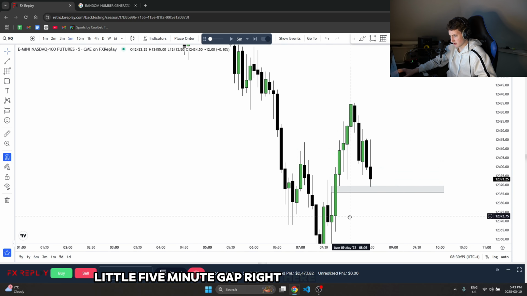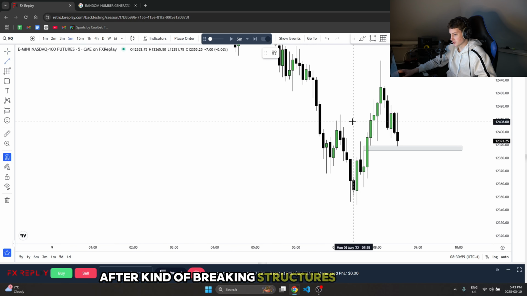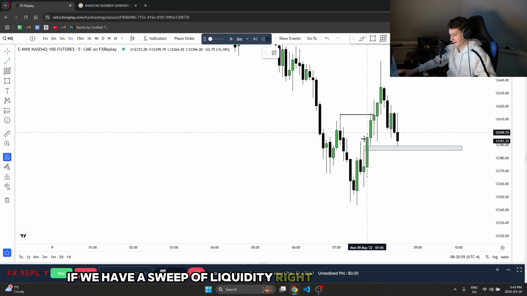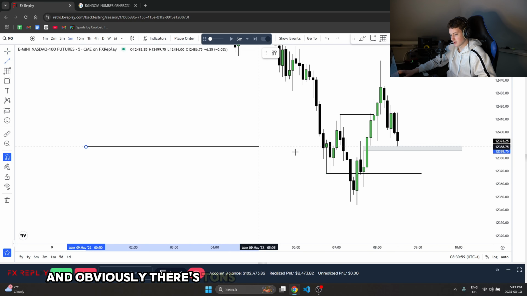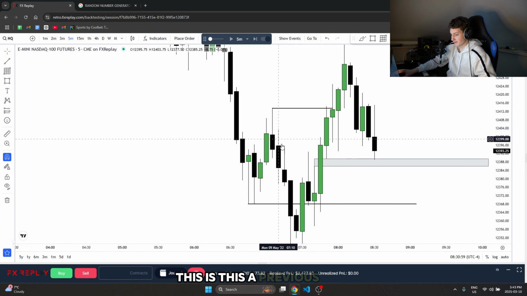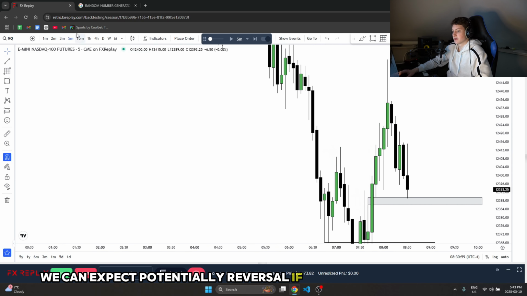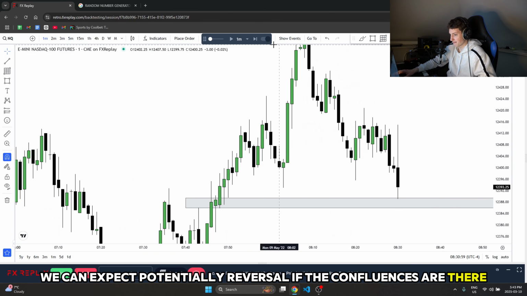Little 5-minute gap right here. We just tapped it after kind of breaking structure to the upside. If we have a sweep of liquidity right here to the downside, and obviously there's tons of liquidity being swept to the left, we sweep liquidity right here. This is this previous high. Once we start breaking above that, we can expect potentially a reversal if the confluences are there.